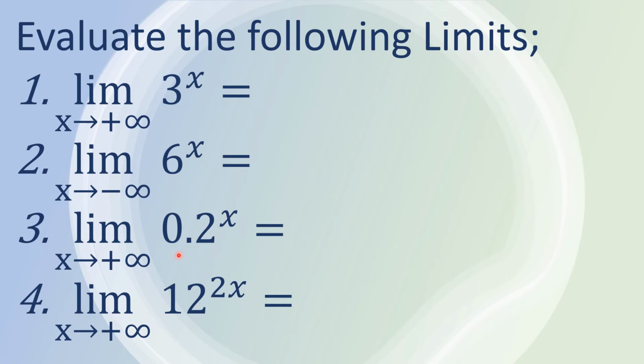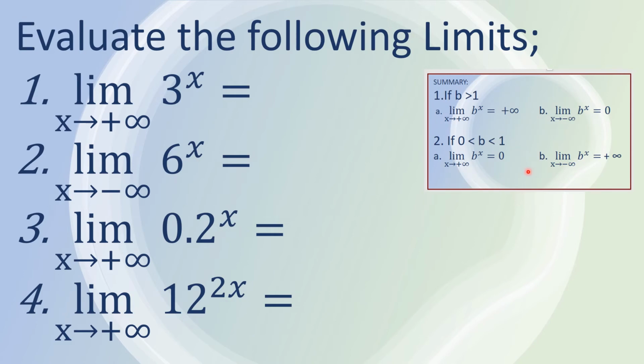Wait, number 3 is less than 1 but greater than 0, 0.2 or 1/5. But as it approaches positive infinity, the answer is 0. Number 4 is greater than 1, 12 to the power of 2x, as it approaches positive infinity, that's positive infinity. Just remember the summary of these rules so you can answer this one. So for number 1, positive infinity. For number 2, 0. For number 3, that's 0. For number 4, positive infinity.